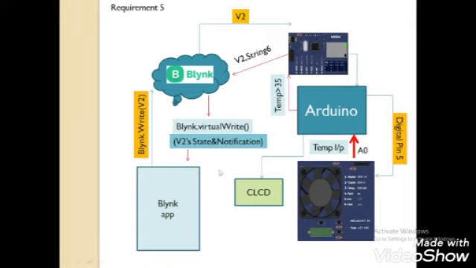So after it goes to 35, we are sending Blynk.virtualWrite, which controls the values on the Arduino. We are using this Blynk.write, passing V2's state, that is on or off, to the cloud, to the Ethernet shield, to the Arduino, and to the heater via digital pin 5. And we are done with requirement number 5.